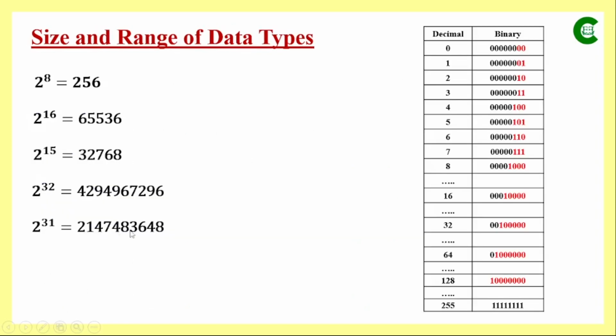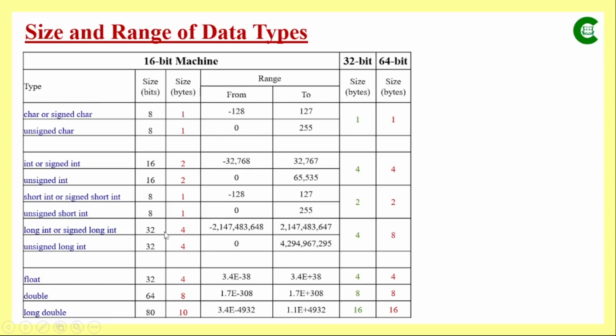And what is that value? This value. So the whole range again will be divided into two parts. The first part will store all the negative values from minus 1 to that value, and the positive half will store from 0 to that value minus 1. This is what happens for integer data.